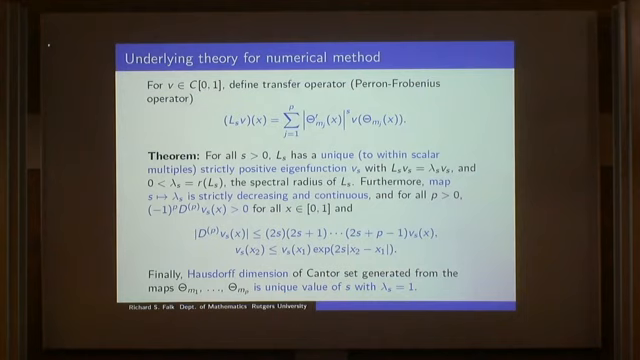And now there's a theorem. Like in numerical analysis, before we apply a numerical method, we like to have the theoretical background. And the theoretical background is, for every positive s, this operator has a unique, up to scalar multiple, strictly positive eigenfunction, V_s. And the eigenvalue for this function is the spectral radius. The mapping from s into this eigenvalue is strictly decreasing, and it's continuous.